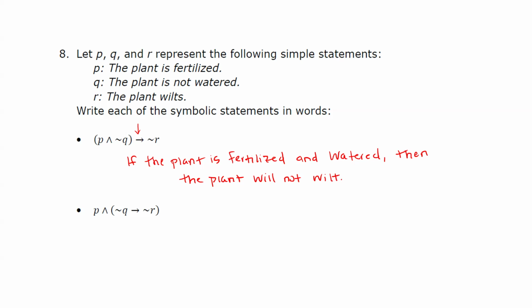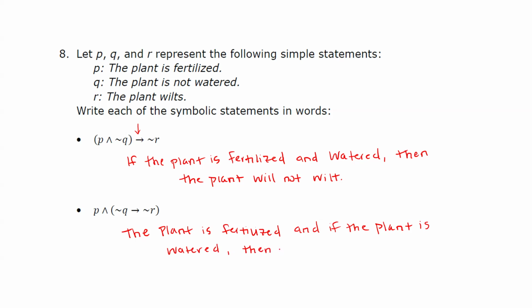All right, let's do the next one. P and the grouping not if not Q, then not R. So let's first start with P. The plant is fertilized and if the plant, not Q, is watered, okay, then not R. The plant will not wilt. Okay. Alrighty.